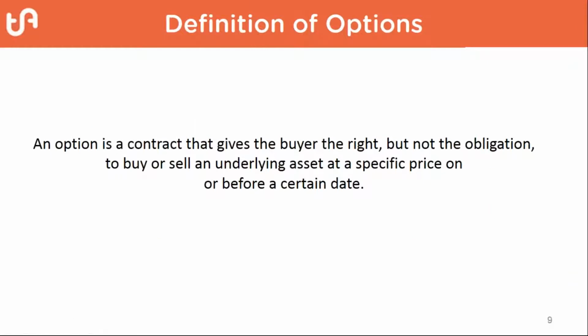But before that, let's go to the definition first. An option is a contract that gives the buyer the right but not the obligation to buy or sell an underlying asset at a specific price on or before a certain date. So you have to keep this in mind. That's the definition. Now let me explain this definition to you.